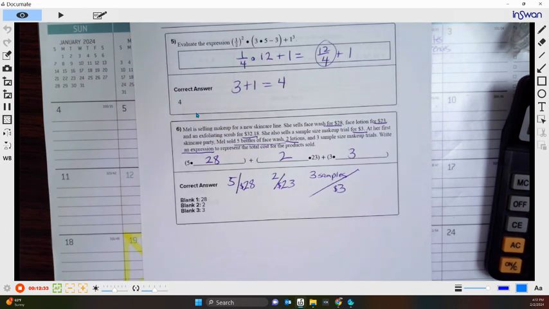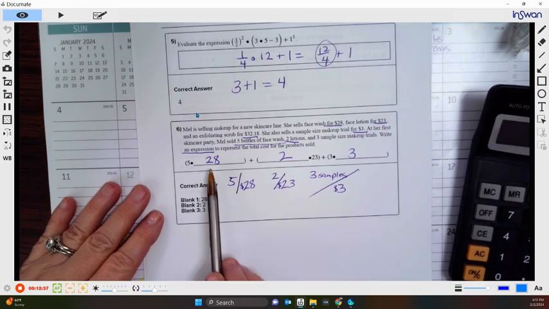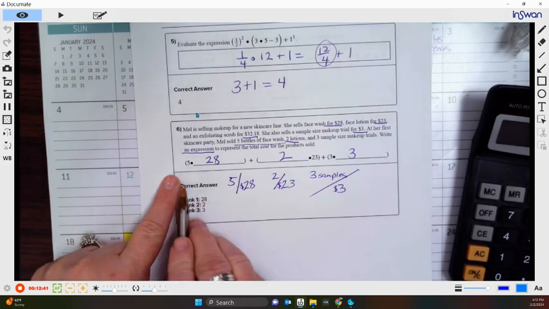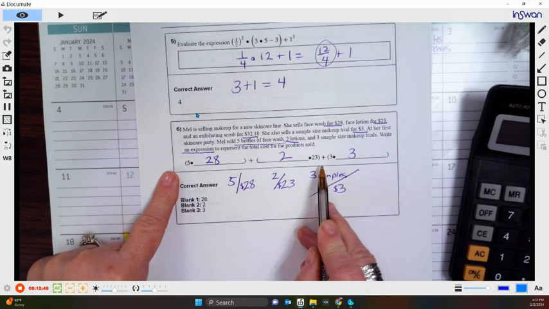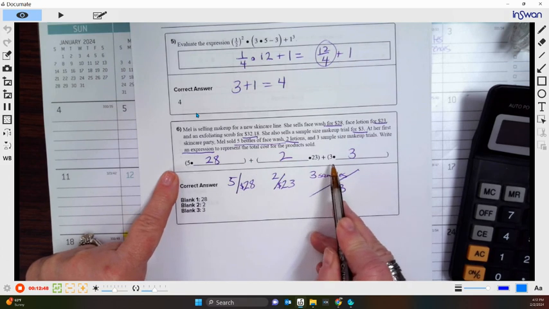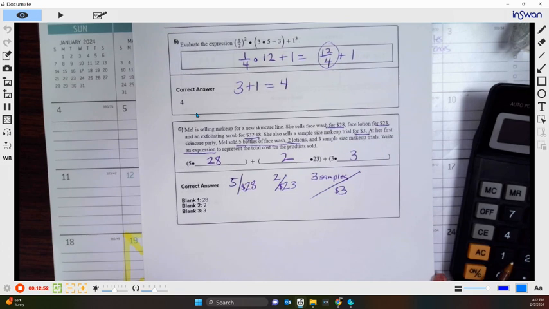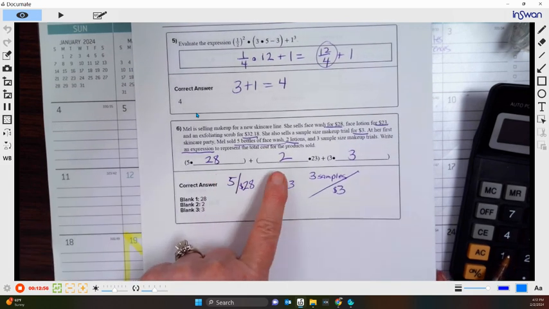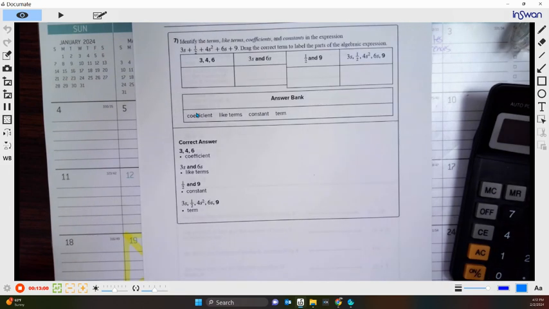And to combine those and get the answer, you would do the operations, but it's just asking you for the expression. So the expression will be 5 times 28 plus 2 times 23 plus 3 times 3. So that's how that would be worked out. And of course, you could solve it, but it's not asking you for that. It's just asking you for what would the expression be. And that's how you write the expression.